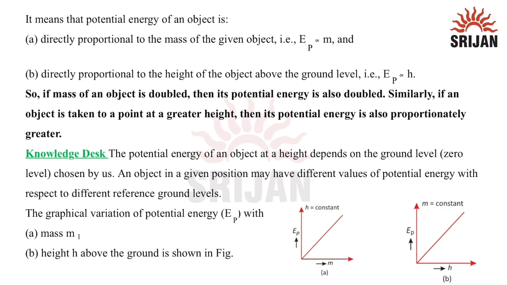Now, the graphical variation of potential energy with mass is in the first graph and with height in the second graph. Okay, so both are directly proportional, so it would be a straight line graph.